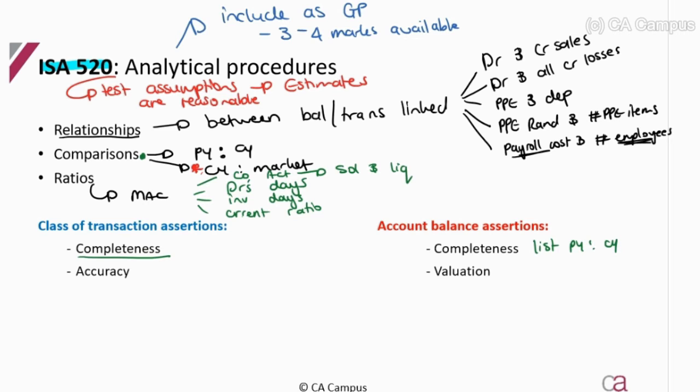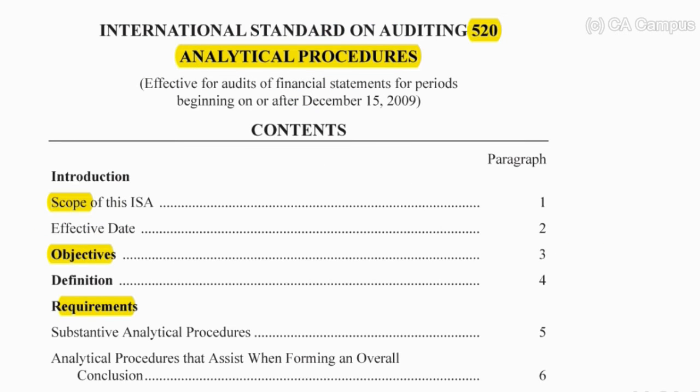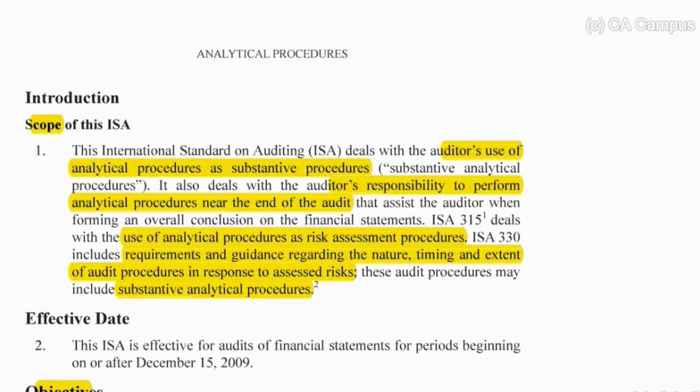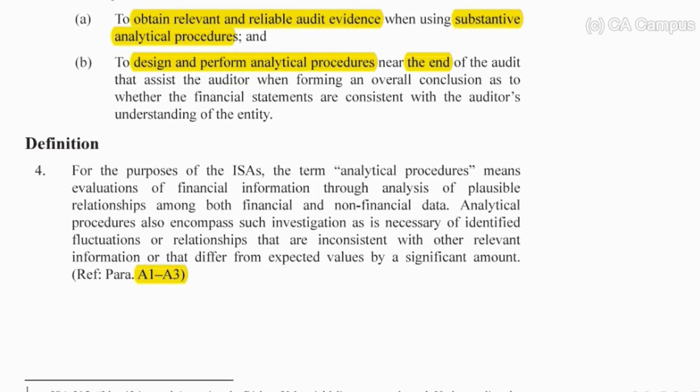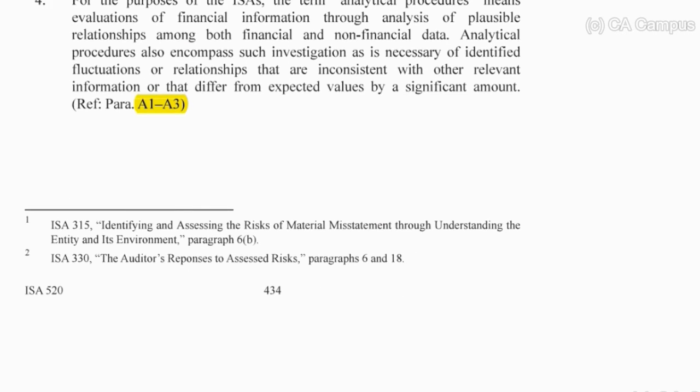Okay, the standard isn't very helpful, guys. Let's have a look at it nonetheless. So here we've got ISA 520, analytical procedures, and the objective is to see if we can get relevant and reliable evidence doing these analytical procedures. I've highlighted A1 to A3 because it explains what analytical procedures are. So let's go have a look.